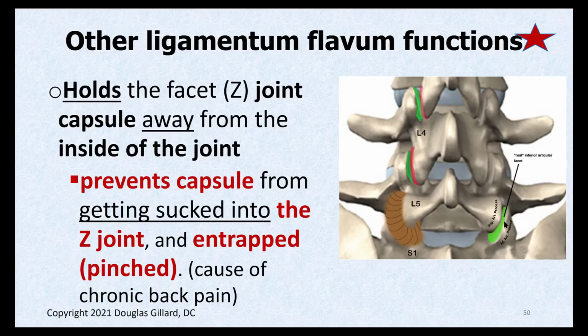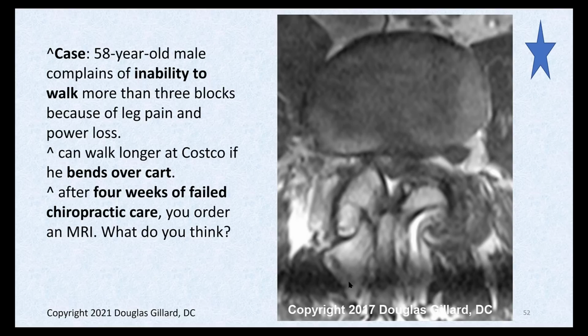This phenomenon usually happens at the anterior part of the facet joint capsule. Ligamentum flavum covers the anterior part of the facet joint capsule, and because of its elasticity, it keeps the capsule from getting sucked inside the facet joint and getting trapped. So that's another function of it.